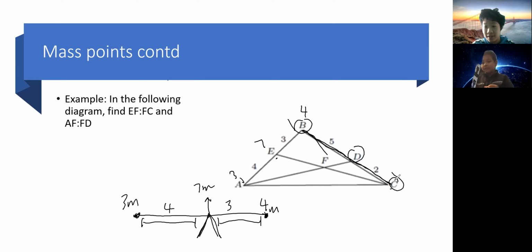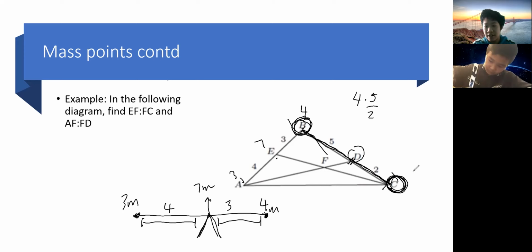So how can we balance this? Well, intuitively, you would have to have C as heavier because it's a smaller distance away from the pivot. But by what proportion? You do 4 times 5 over 2, because this one here is 5 over 2, like 2.5 times farther away from the pivot than this one. So this one has to be 2.5 times heavier. So you do 4 times 5 over 2. C has a mass of 10.